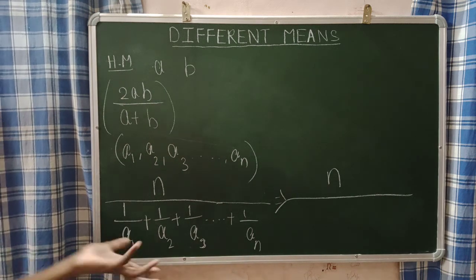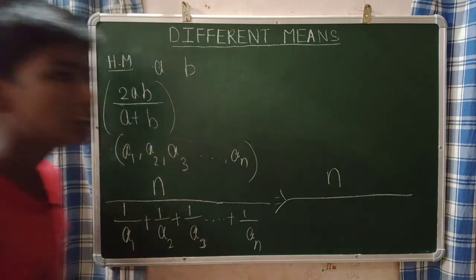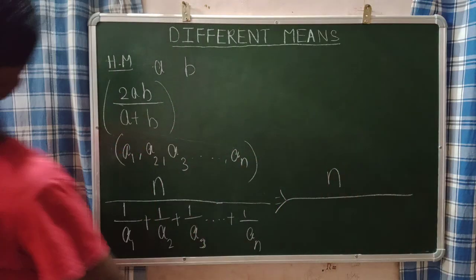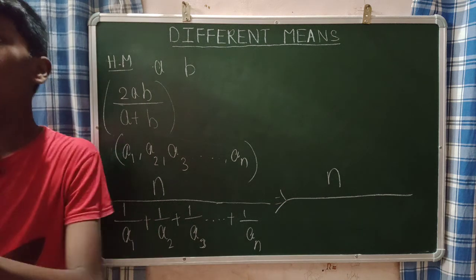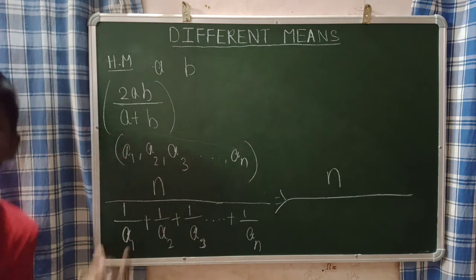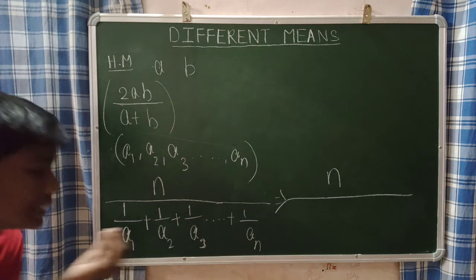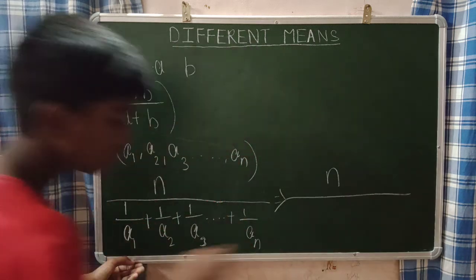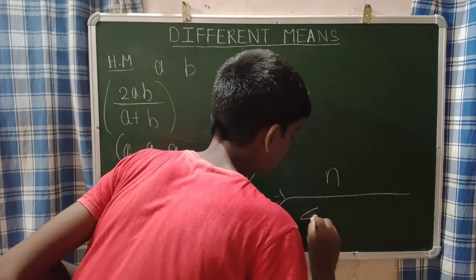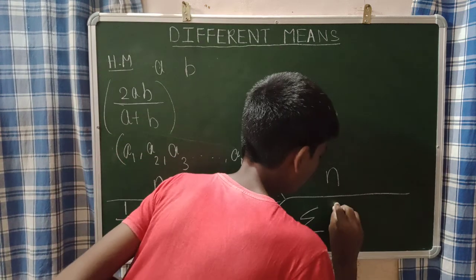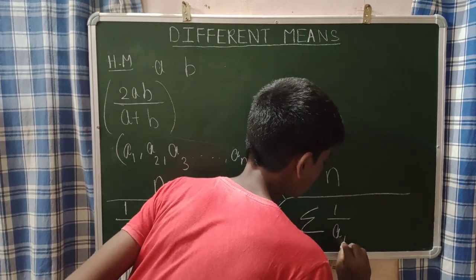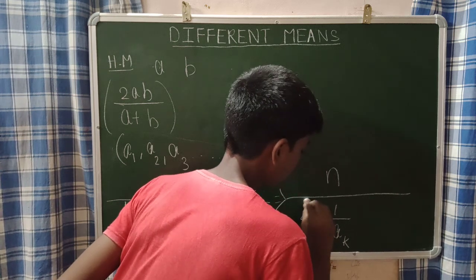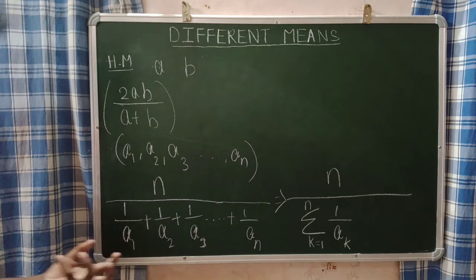So this is a particular series now. If you have a series, it's better to convert to sigma notation, because it will be much easier. If it is in this form, it will be complicated. So I'm going to convert the series in terms of sigma notation. I can write this denominator as the summation of 1 by ak from k is equal to 1 to n number of elements.